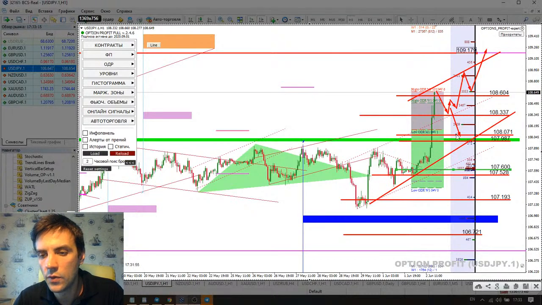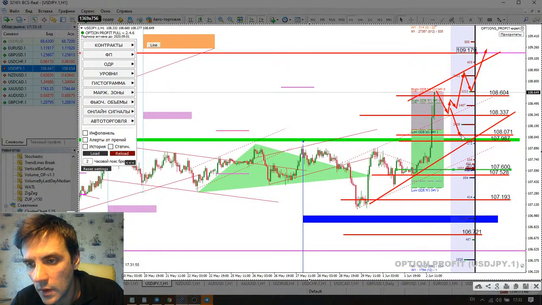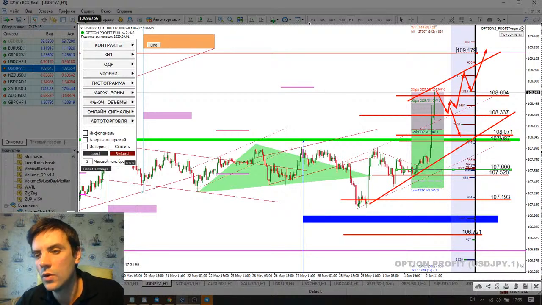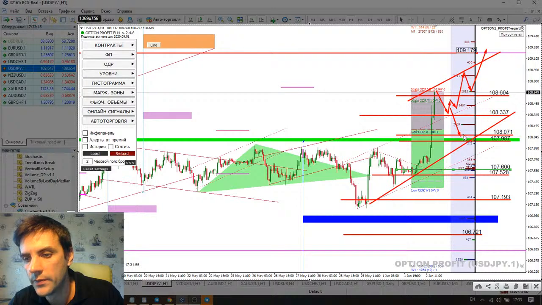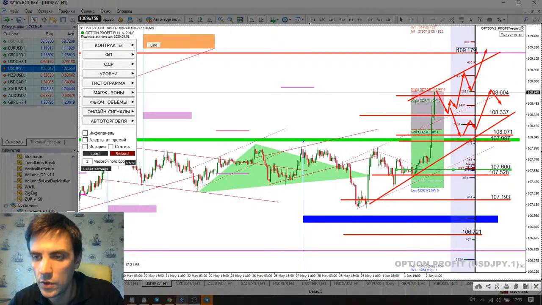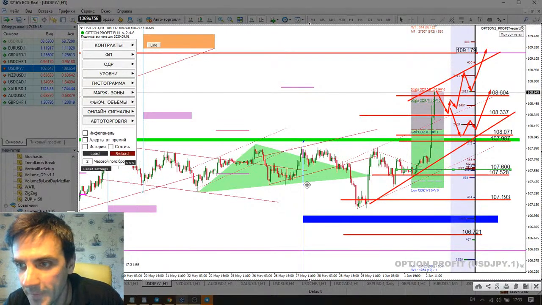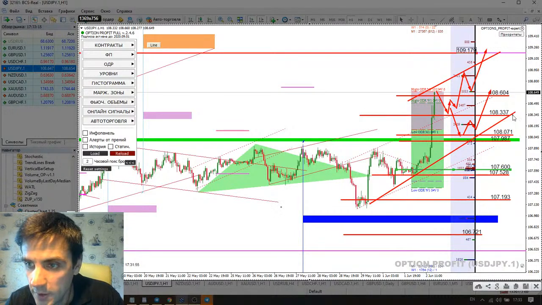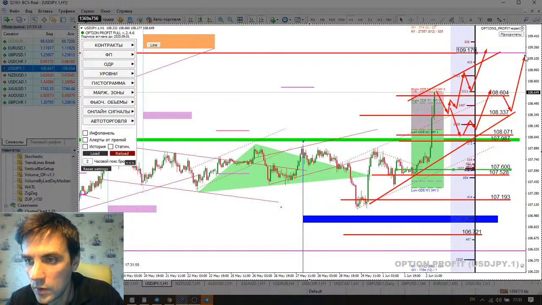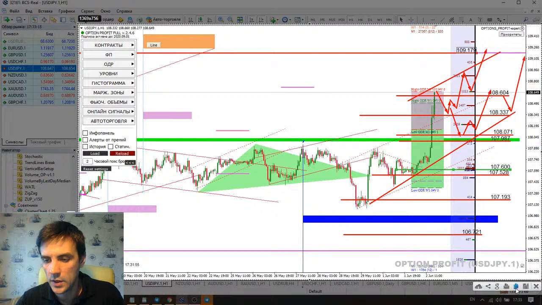The interesting level for buy positions, besides this one, is 108.07. If they see a 1 to 3 pattern from here, it's a buy signal, and the goal, up, something like this.